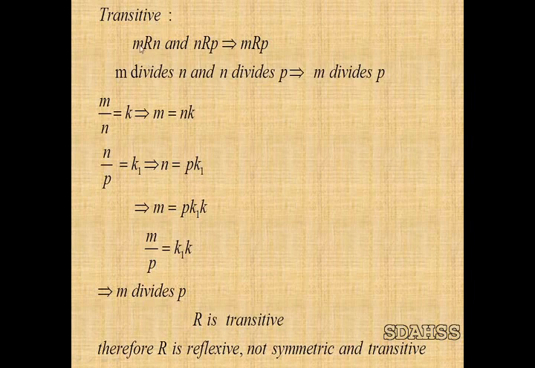Then transitive. The condition for transitive is A is related to B and B is related to C gives A is related to C. Let us assume here M is related to N and N is related to P gives M is related to P.